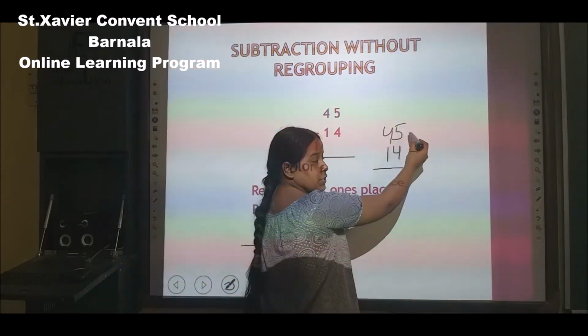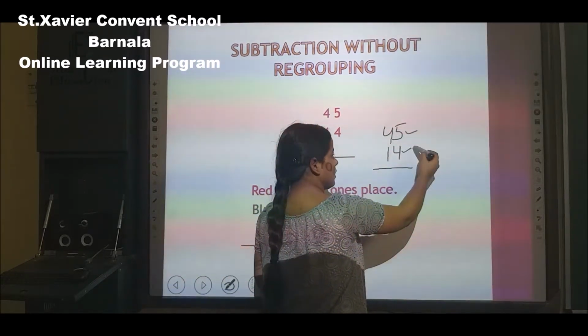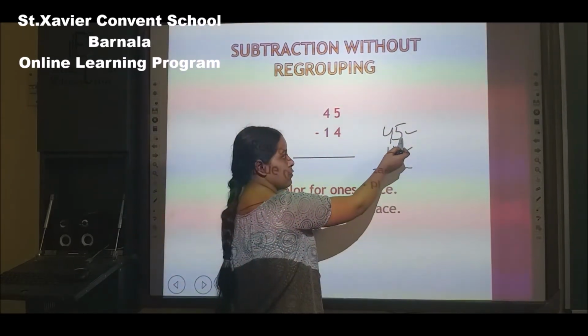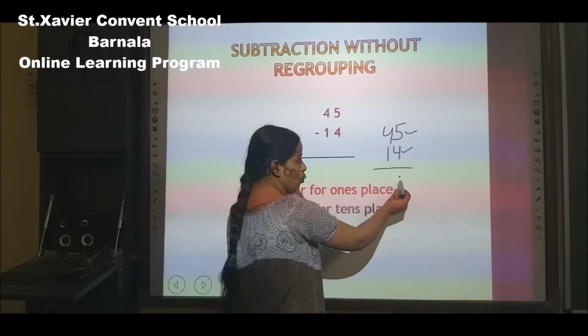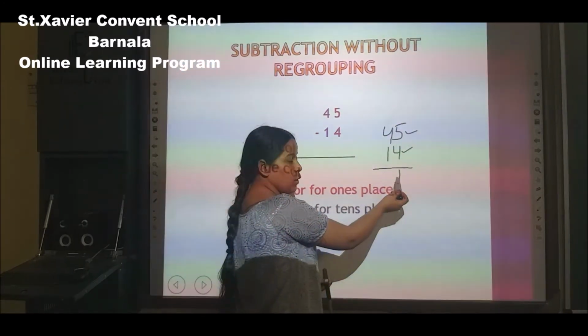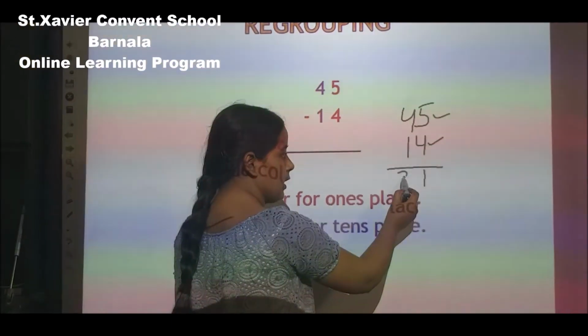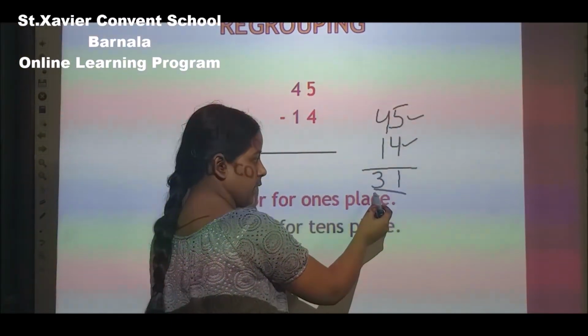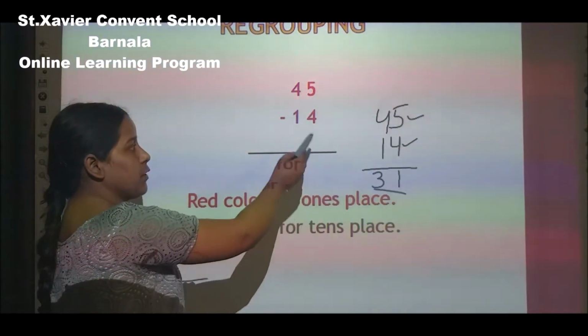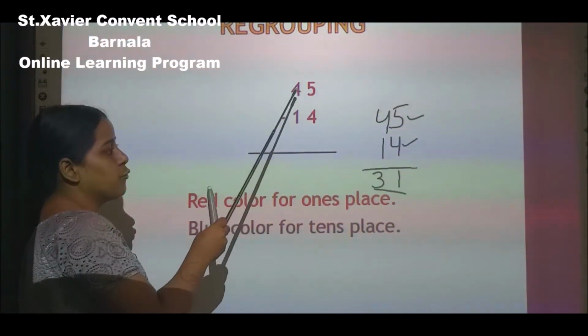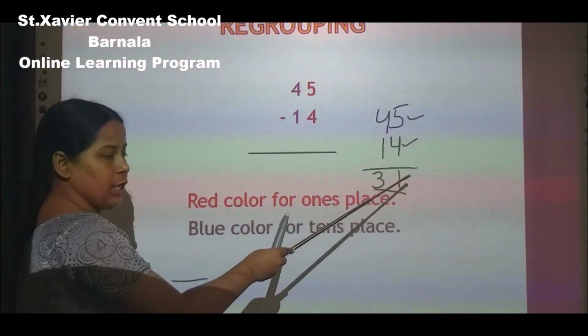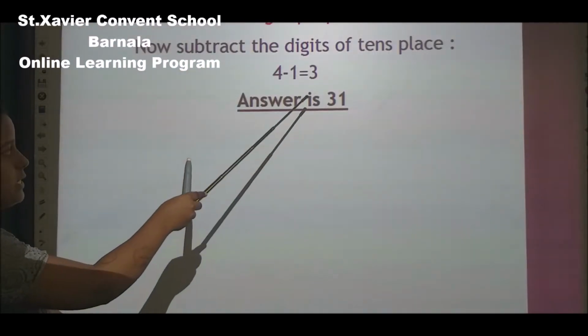First we subtract the digits of ones place. 5 and 4. 5 minus 4 is equal to 1, and 1 is placed at the ones place. 4 minus 1 is equal to 3, and 3 at the tens place. So after subtracting the 14 from 45, we get the answer 31.